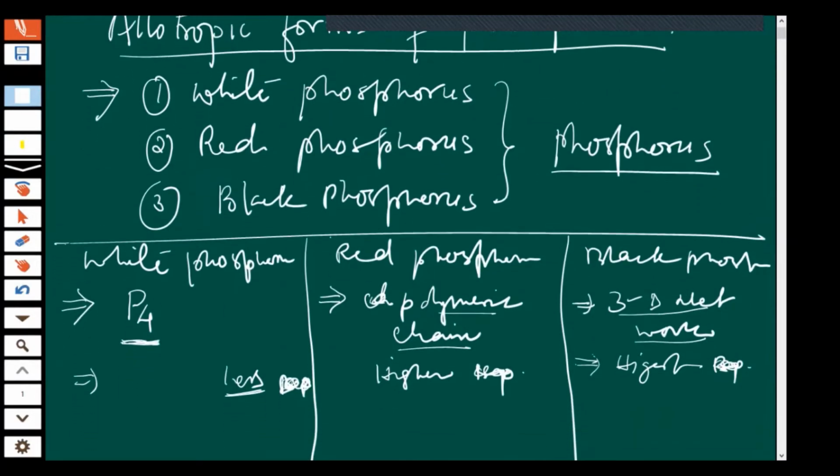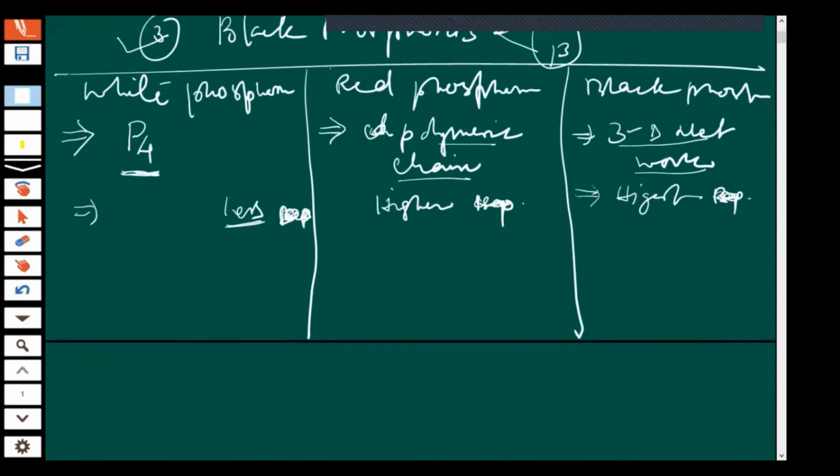allotropic forms. So if somebody asks you what are the allotropic forms of phosphorus, you should say white phosphorus, red phosphorus, and black phosphorus. In black also, somebody has classified as alpha and beta, but okay, at least you should know that three major allotropic forms of phosphorus exist. So let us see white phosphorus, red phosphorus, and black phosphorus.